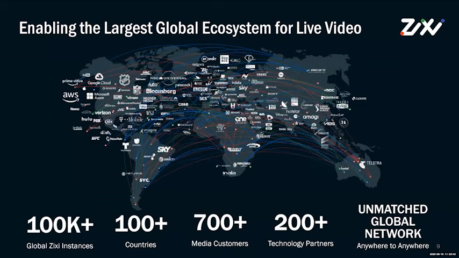Today, we have over 100,000 instances of Zixi globally. We're deployed in over 100 countries. We have over 700 media companies. We have over 200 integrated technology partners, 100 of which we signed and have integrated in the last year. And what that provides is an unmatched global network. So not only are we end-to-end, but we're anywhere to anywhere. And there's no network in the world, virtual or otherwise, that is as expansive or as interoperable as a Zixi Enabled Network.